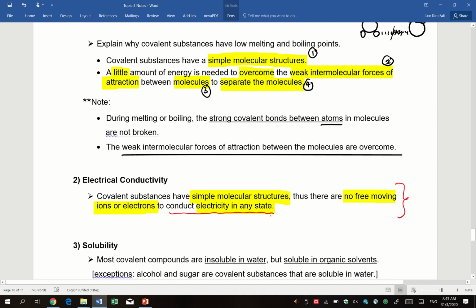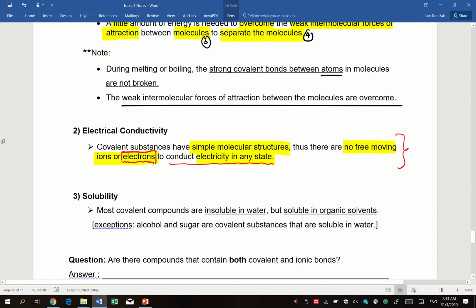Now take note, just one thing that is different to the explanation for ionic compound. For ionic compound, we only talk about ions because basically that's what exists in ionic compound, ions. But for covalent substances, in your explanation, you need to mention electrons as well, in terms of explaining why it does not conduct electricity. So please remember this word over here.